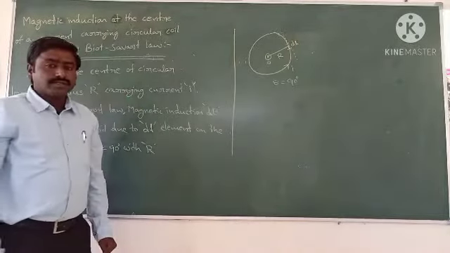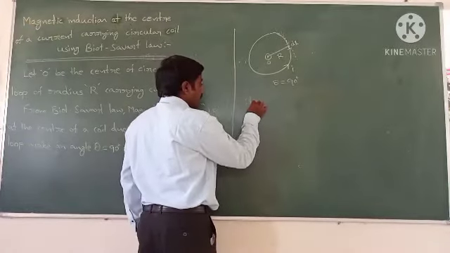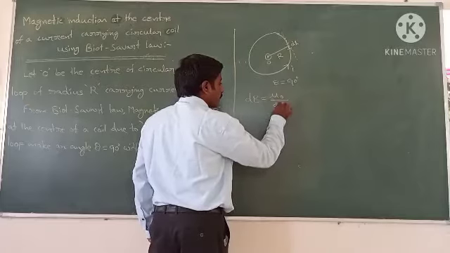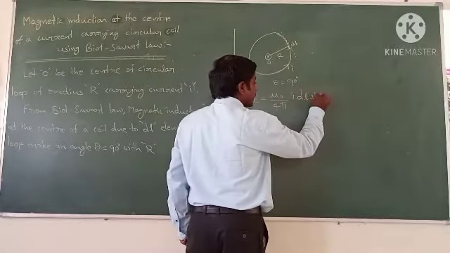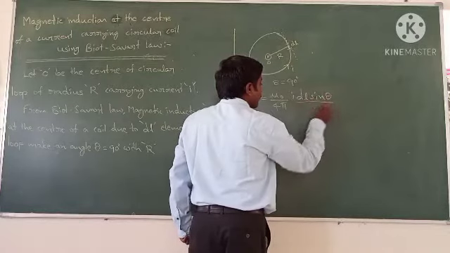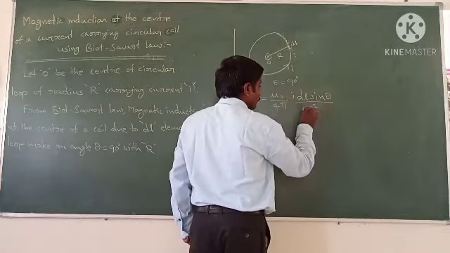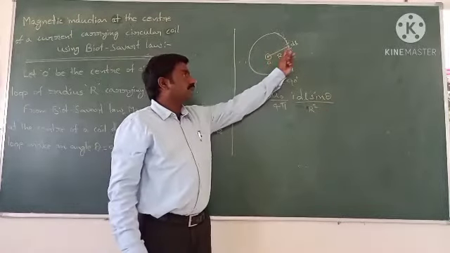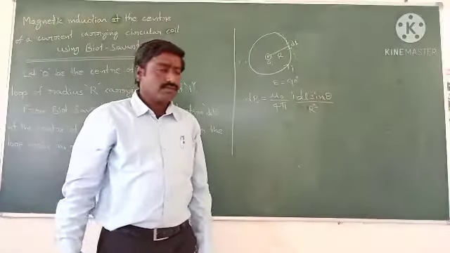So according to Biot-Savart, the produced magnetic field dB equals mu naught by 4 pi, I dl sin theta by r square, where r is the distance between the point and dl element. So this is according to Biot-Savart law.